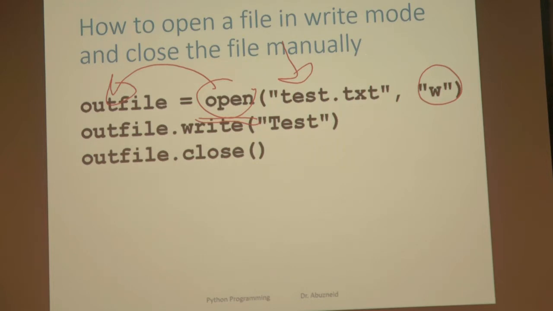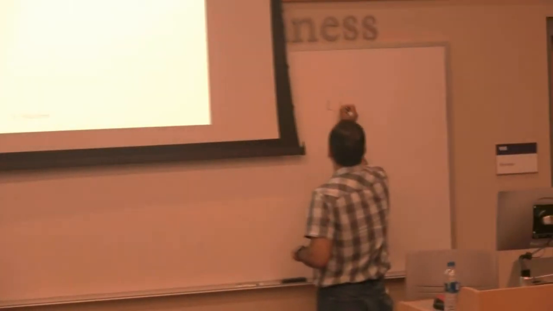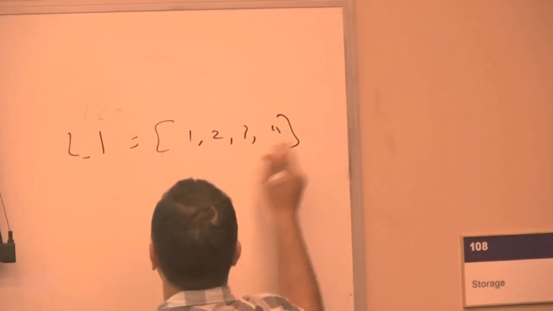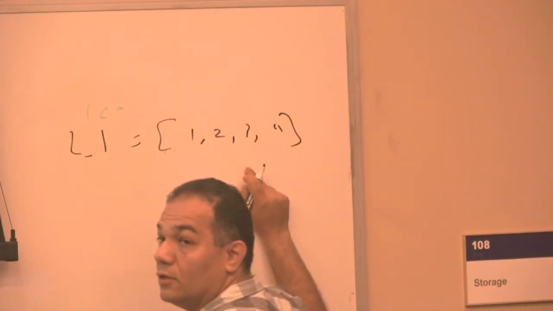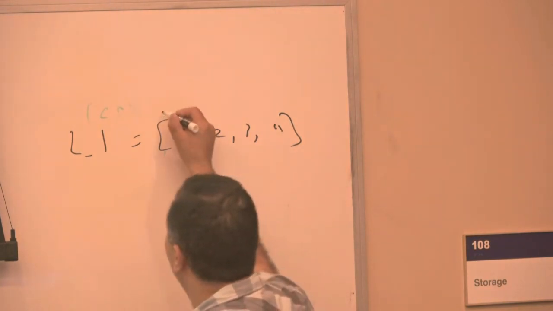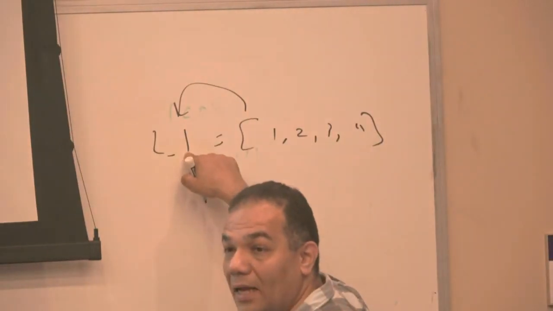It's a concept. Exactly like when we create a list. For example, L_1 equals 1, 2, 3, 4. What is this? A list. What is saved in the memory? An object. So L_1 is an object of type list.